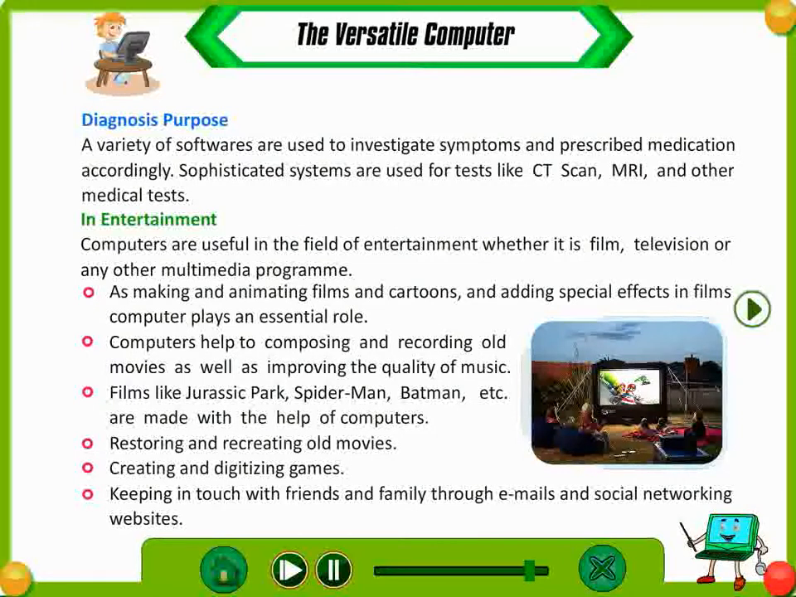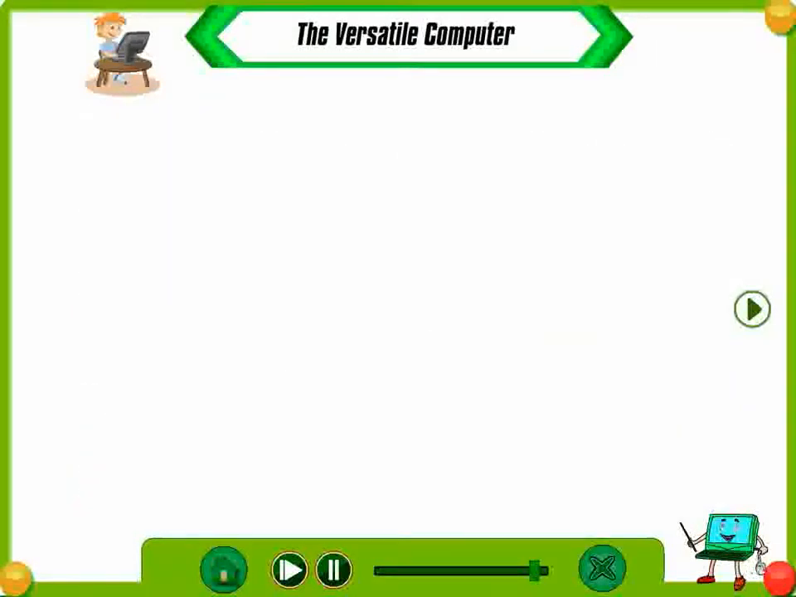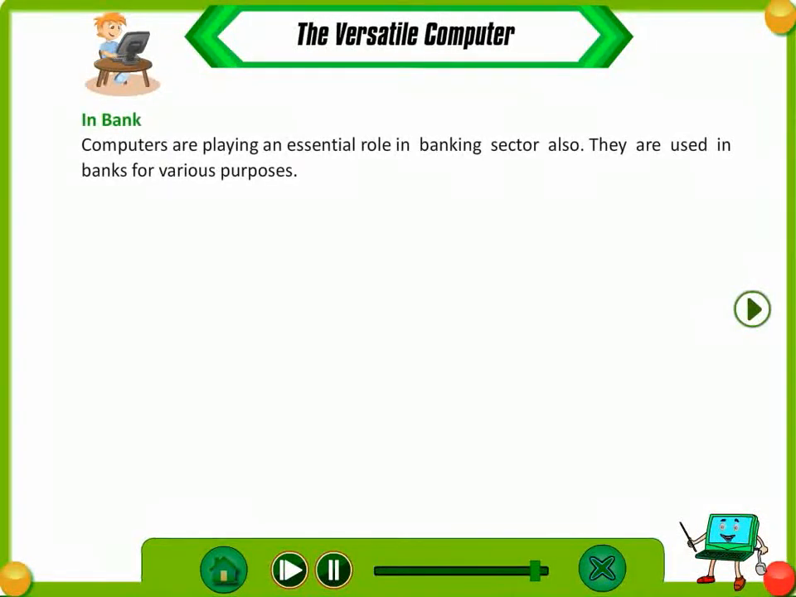Films like Jurassic Park, Spider-Man, Batman, etc. are made with the help of computers. Restoring and recreating old movies, creating and digitizing games, keeping in touch with friends and family through emails and social networking websites. In banks, computers are playing an essential role in the banking sector also.